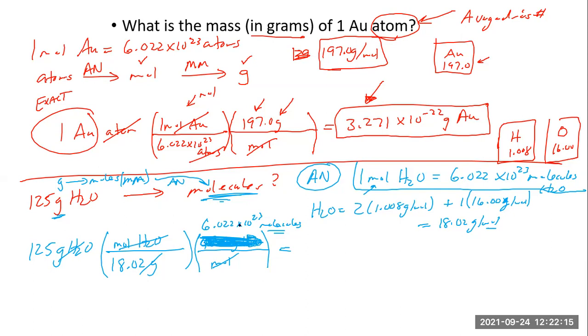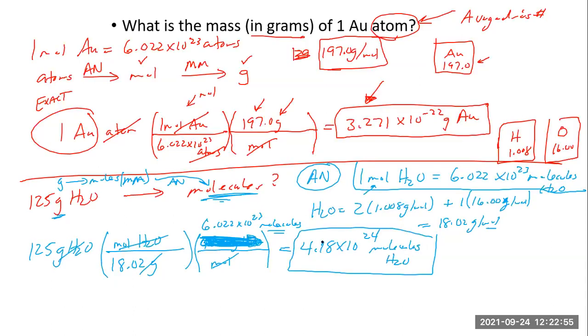125 times Avogadro's number now on top. It equals divided by 18.02, hit equals, and we end up with 4.18 times 10 to the 24 molecules of water present in this particular case. And that is a very big number, which makes sense if you have 125 grams of water, there's a lot of individual water molecules floating around. And that does justify that number.